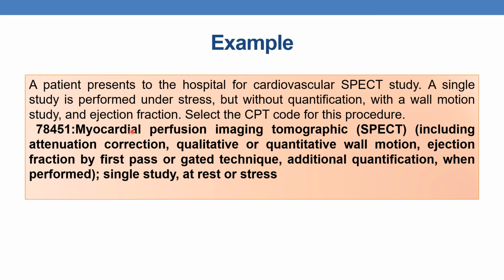78451. Myocardial perfusion imaging, tomographic, which is nothing but SPECT, including attenuation correction, qualitative or quantitative wall motion, ejection fraction by first pass or gated technique, additional quantification when performed, single study at rest or stress. So this is done under stress and quantification is not done, and this is a single study. So the appropriate CPT is 78451 for this particular scenario.